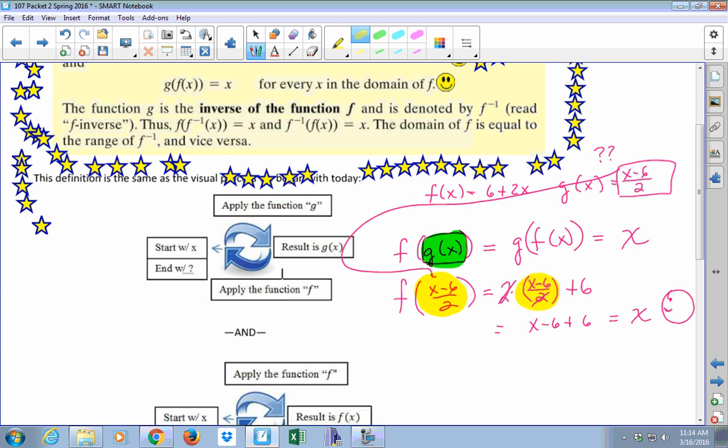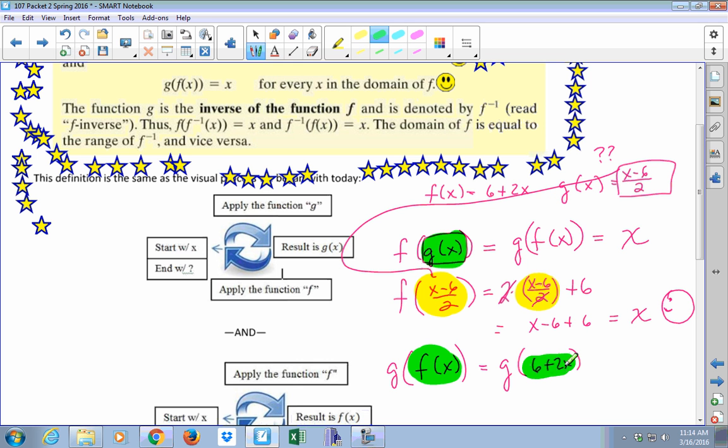Now let me reverse the composition. Let's do g of f of x. And if this comes out to be x, then we're golden. So now let's look at the input into our g function. The input into our g function is this green blob called f of x. We know what f of x equals. It's defined right here, 6 plus 2x. So the green blob is 6 plus 2x.